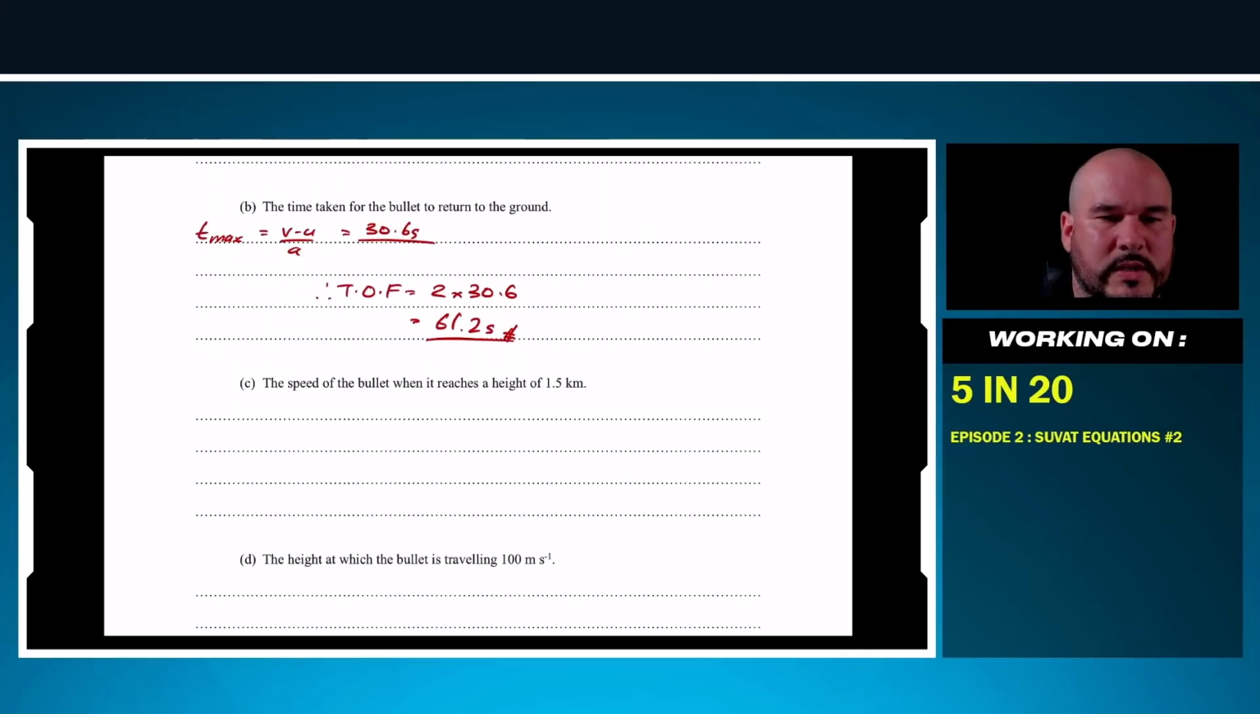Speed of the bullet when it reaches a height of 1.5 kilometers. Basically it's going to reach this height twice, but it should be at the same speed both times. It's just that one's going to be going up and the other's going to be going down.